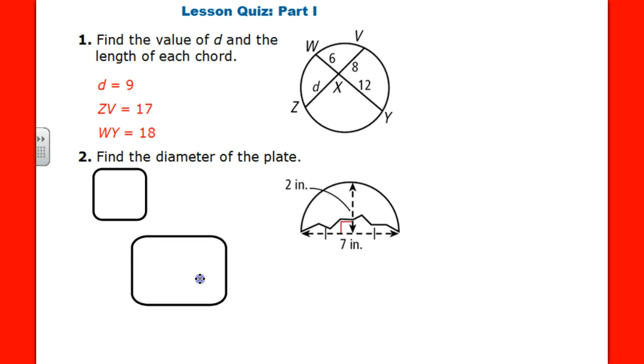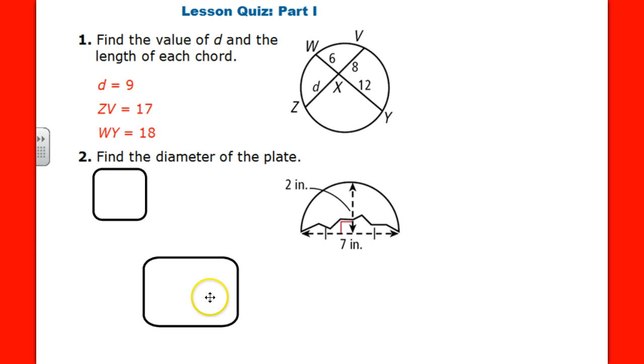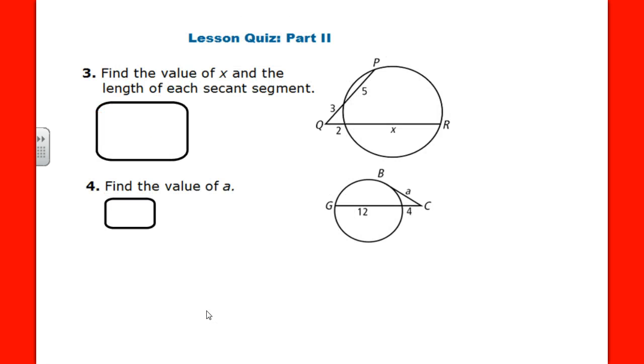So D is 9, and here are your lengths. Diameter is 8 and an 1/8. Pause and come back with your lengths. X is 10, and the lengths are 8 and 12. And A is 8. Good job.